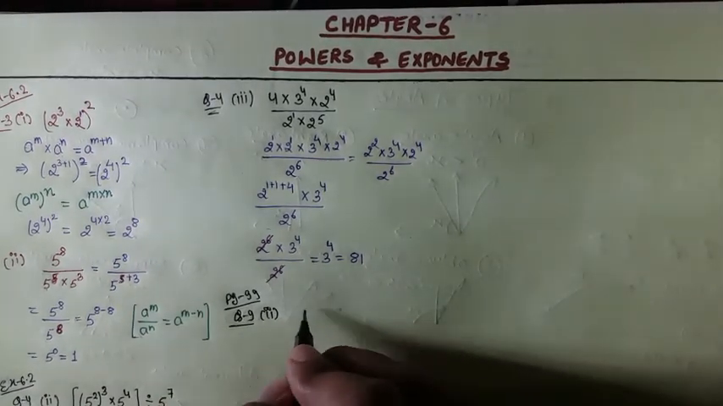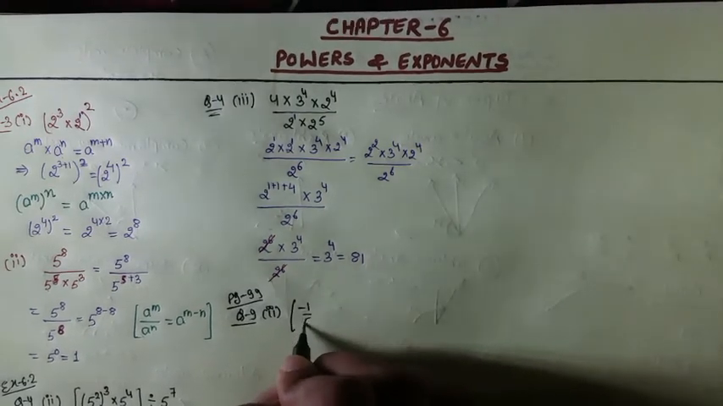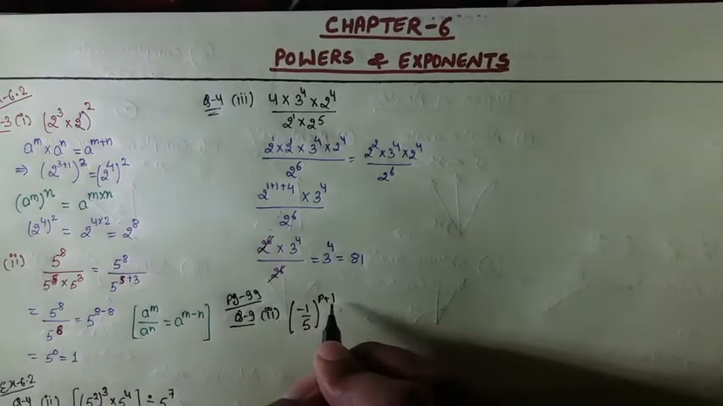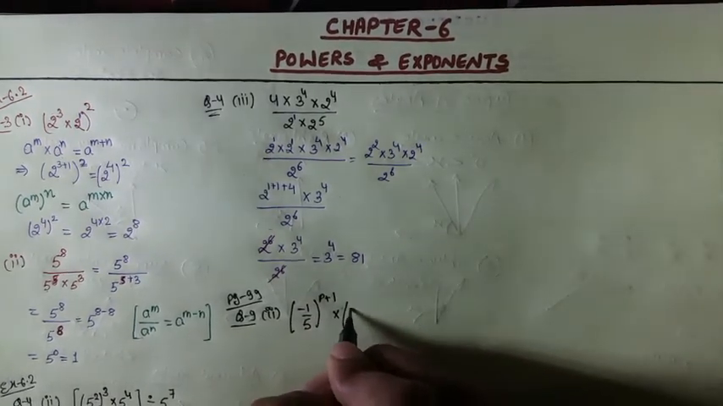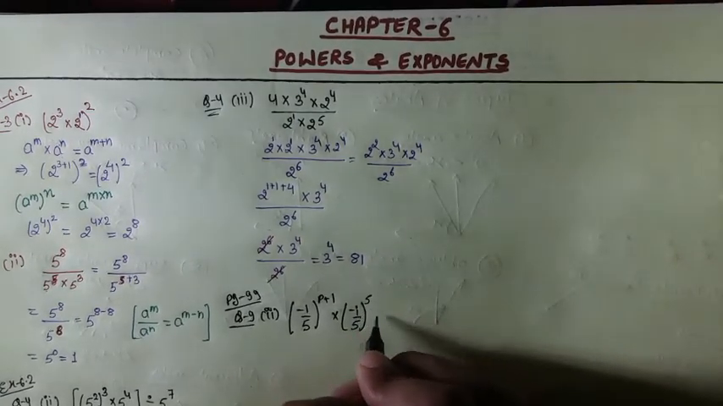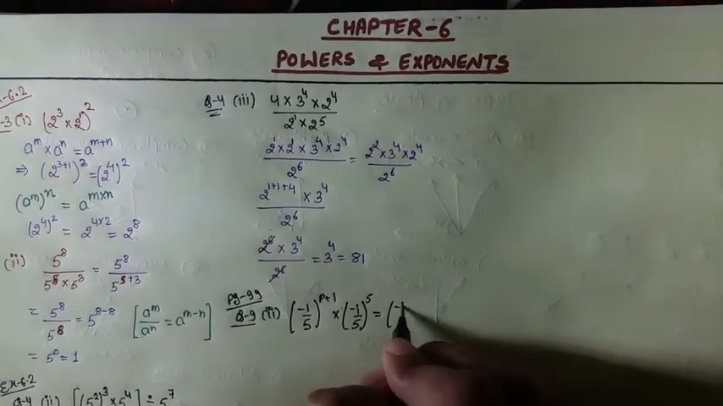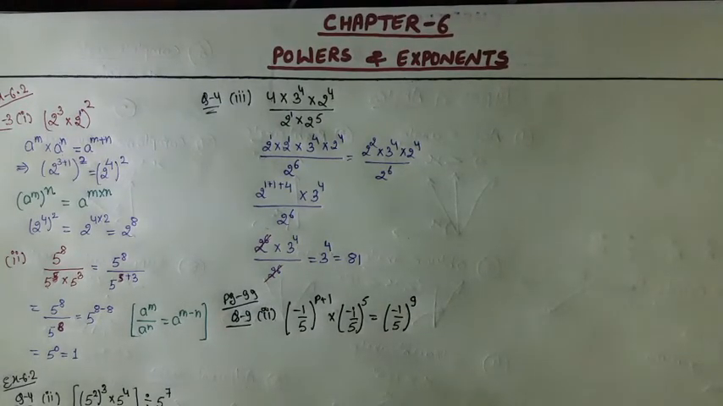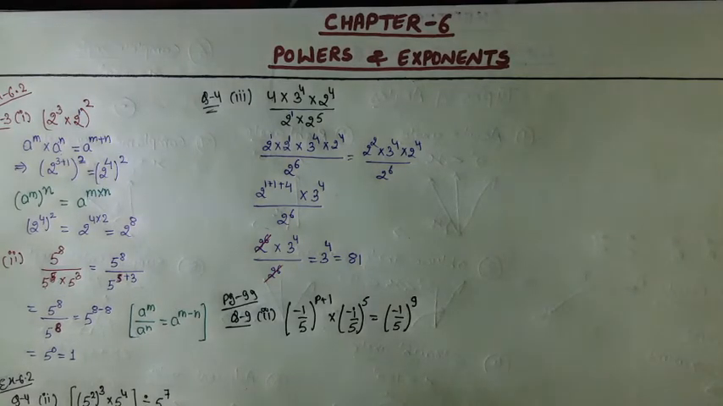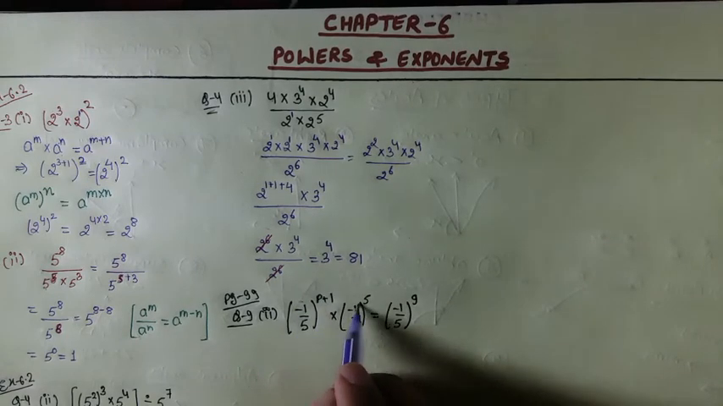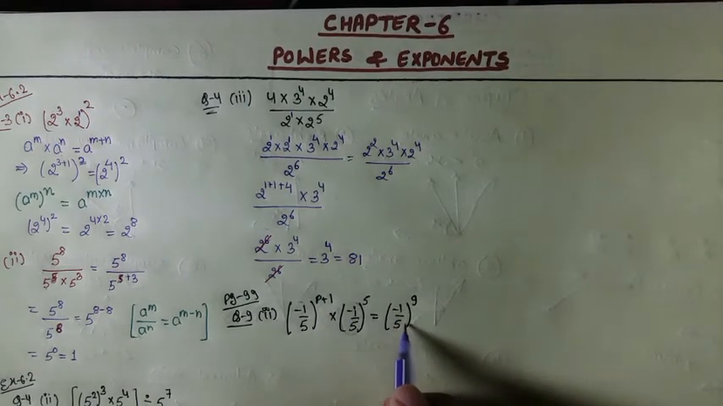And the question is like minus 1 by 5 to the power p plus 1 into minus 1 by 5 to the power 5 is equals to minus 1 by 5 to the power 9. You have to find the value of p. हमें क्या करना है? p की वैल्यू को फाइंड करना है. सो उसको सिंप्लीफाई करेंगे. See here we are having the same base, minus 1 by 5, minus 1 by 5 and minus 1 by 5.